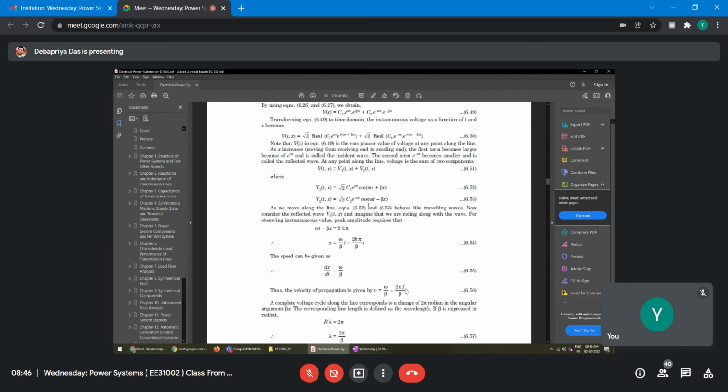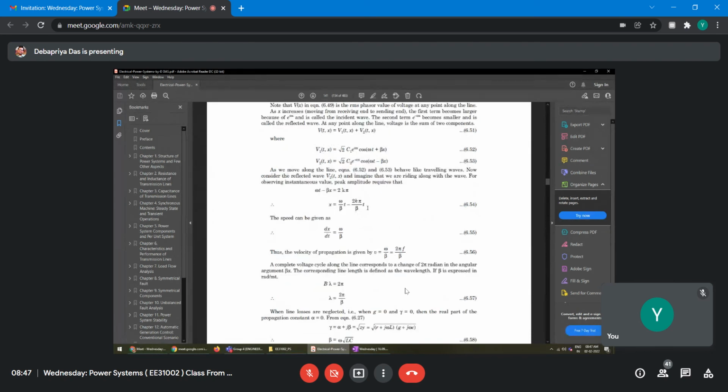Now consider the reflected wave. Imagine that you are riding along the wave. Suppose this traveling wave is going on and you are riding on the wave. If you want to observe the peak, then you assume omega t minus beta x is equal to 2k pi. As you are traveling on the wave, you make omega t minus beta x equal to 2k pi.